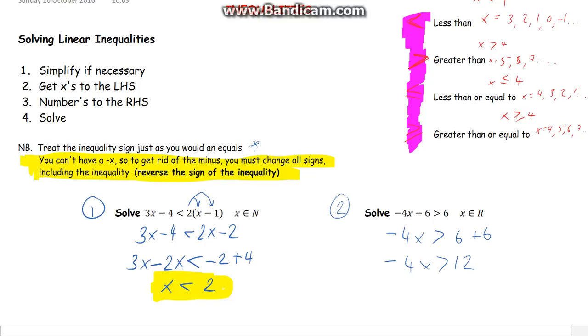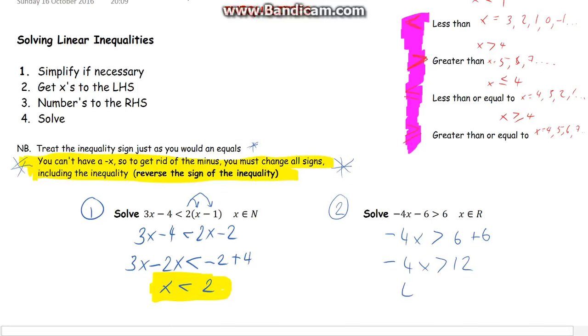Remember this rule here, we said that you can't have a negative x. So if we end up with a negative x, we have to change all the signs. We have ended up with a negative 4x here, so we can't have that. This is one of the most important rules. Instead of having a negative number, we have to change it to a positive. We must change the signs of everything across, which includes the inequality. So we have to reverse the sign of the inequality. The greater than now becomes a less than, and plus 12 becomes minus 12.